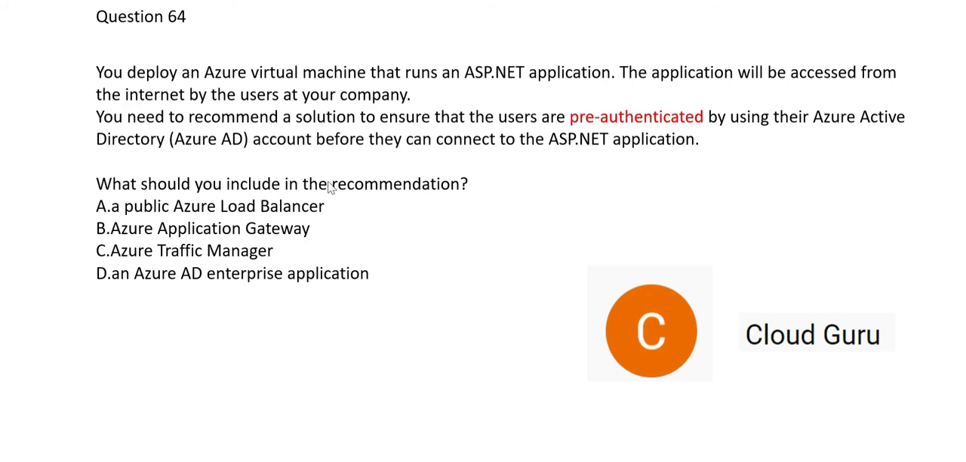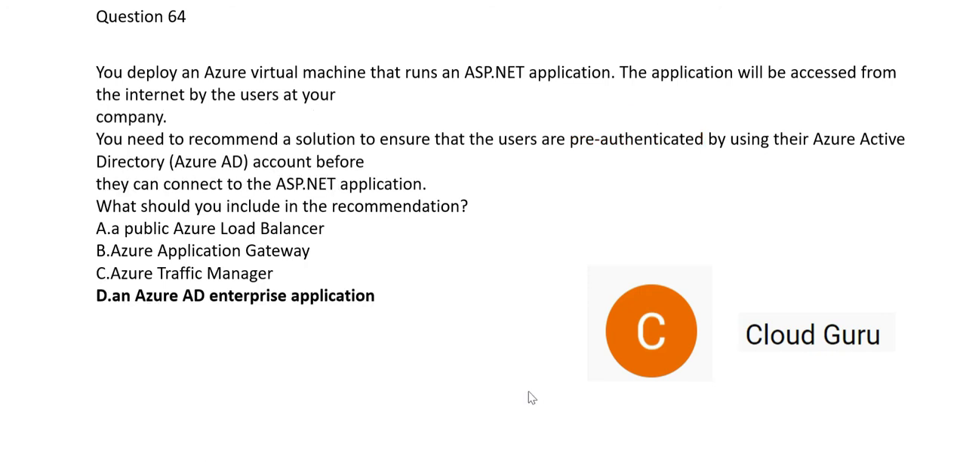So in these four options, I will not even go into technical details. Just looking at these options, common sense says here you require something to do with Active Directory. You don't need load balancer. These A, B, and C are a type of load balancers. So option D is the right answer. So we will log this answer and move forward.